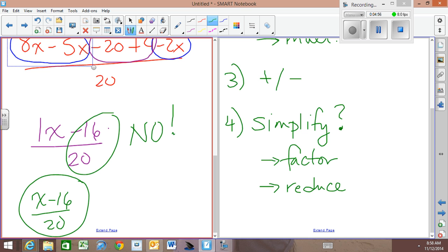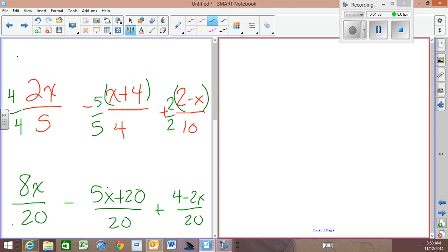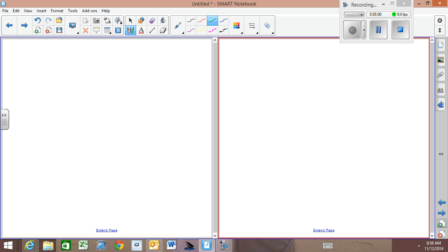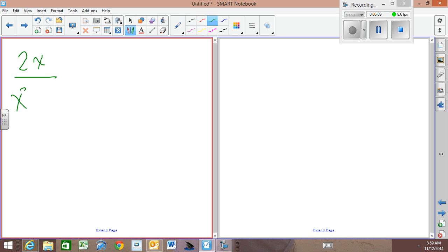All right, now I want to do an example where the denominator has a variable in it. So I'm going to do this problem: 2x divided by the quantity x cubed minus 5x squared, plus 2 divided by the quantity x squared plus 5x. All the steps that we just used to simplify the other sum and difference still apply, only now our denominators are a little trickier to work with.